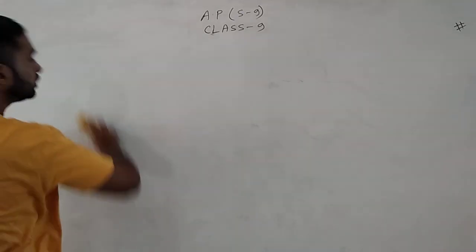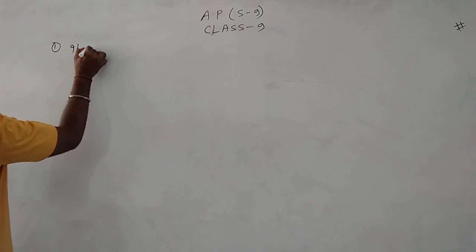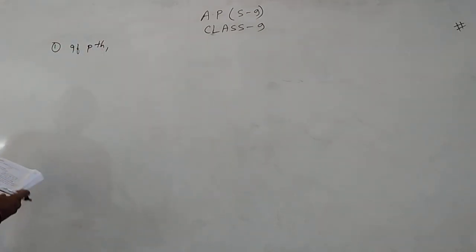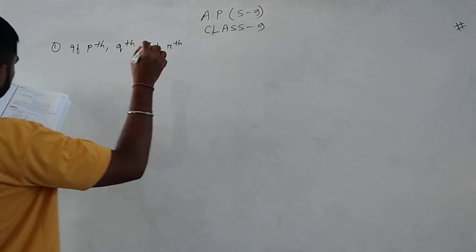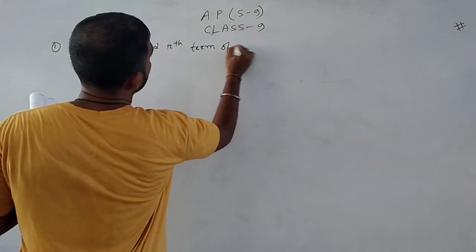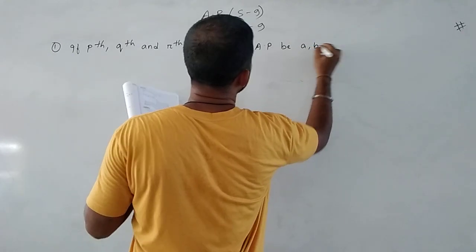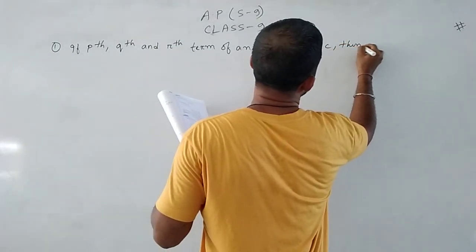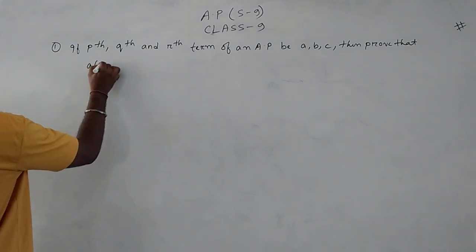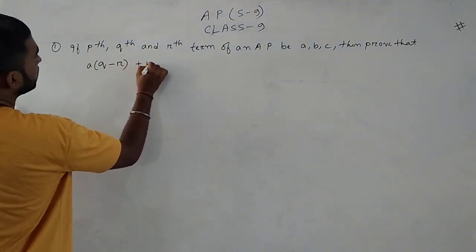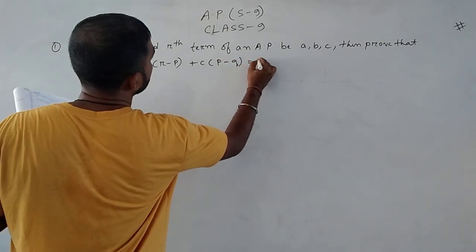I write down the question. Number 1, if the pth, qth and rth term of an AP be a, b, c, then prove that a into q minus r plus b into r minus p plus c into p minus q equal to 0.